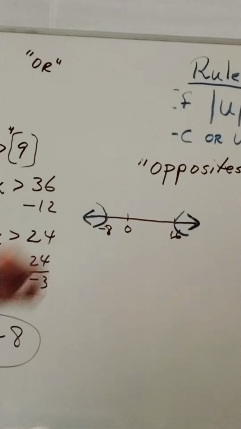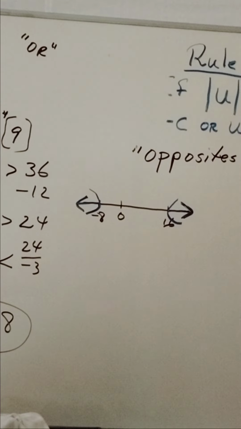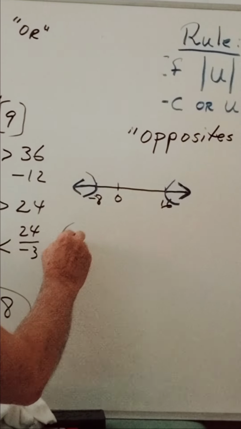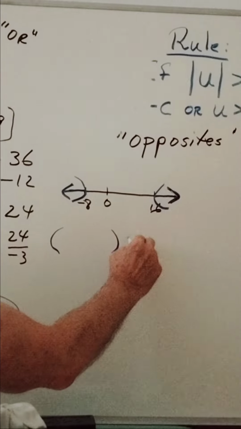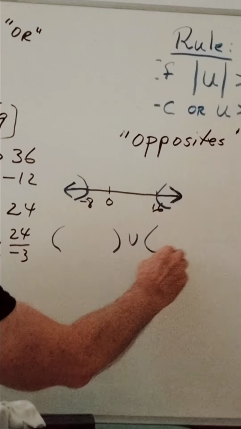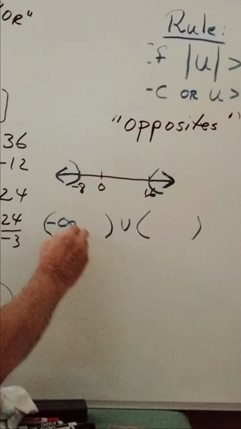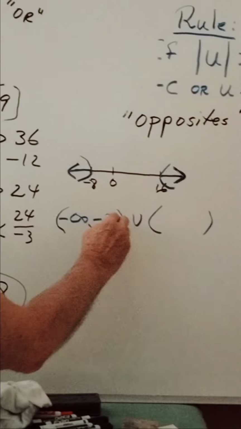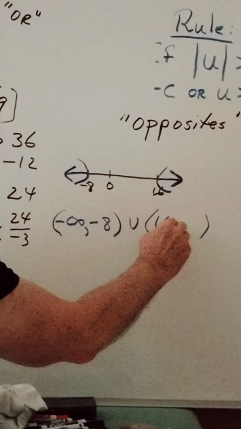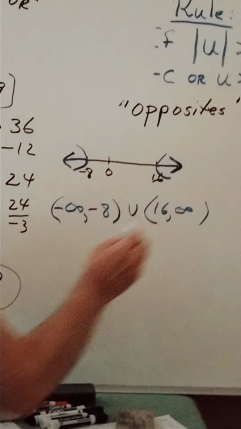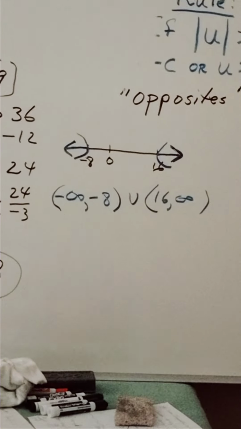They're set apart. Now the interval notation. Parenthesis, parenthesis, union, parenthesis, parenthesis. Negative infinity, comma, negative 8. Positive 16, positive infinity, done.